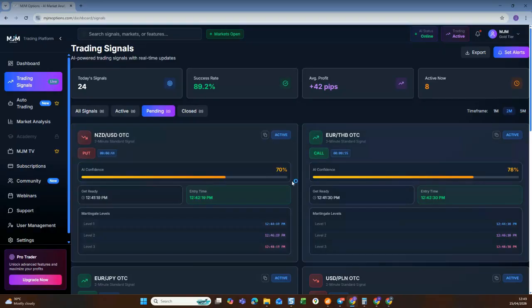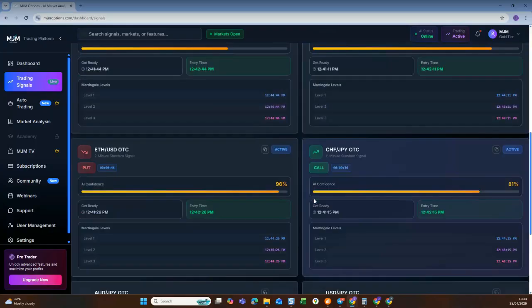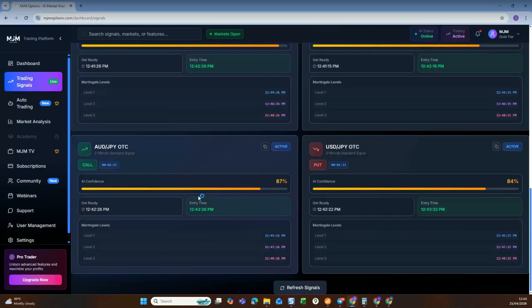We go to 2 minutes. When you have the 2-minute standard signal, you're looking for what? 90 to 99% also. This is 96. How many minutes are left on the countdown timer? It is 48 seconds. So you have to skip it because it is not up to 2 minutes. Since you're using the 2-minute standard signal, you have to see signals that are above 2 minutes for you to take them.